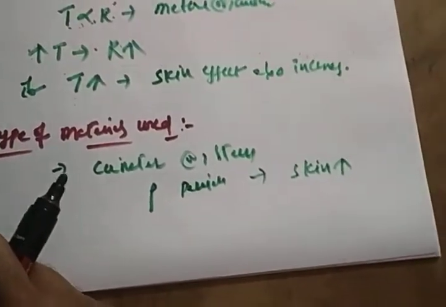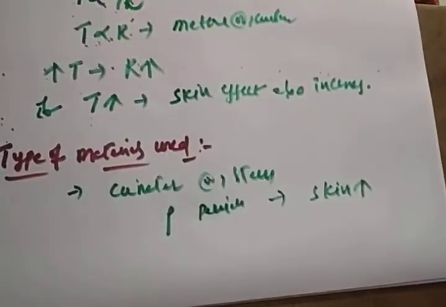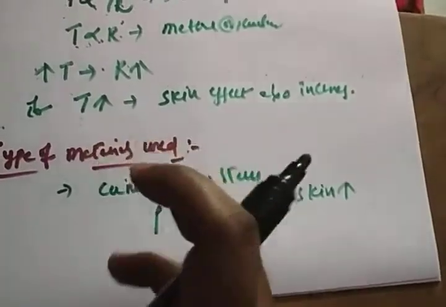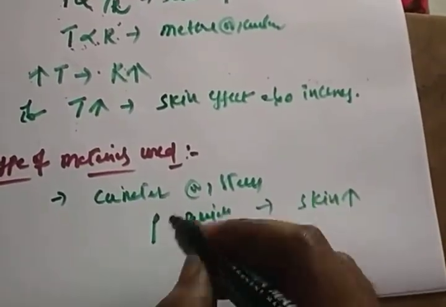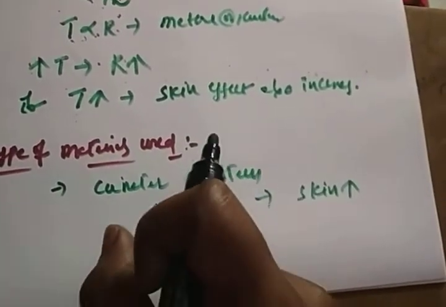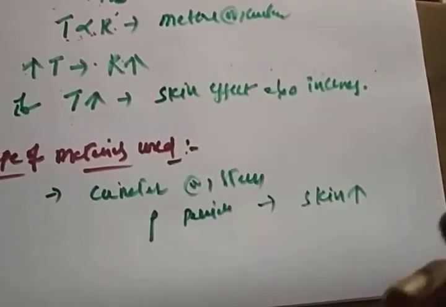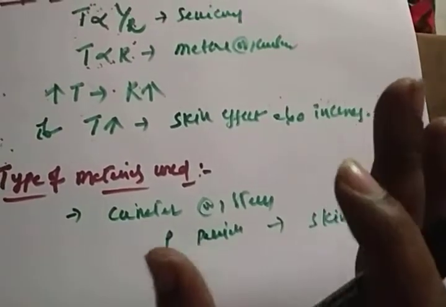The type of material that you use in a conductor also affects the skin effect. If the permeability of that material is very high, the skin effect also increases. So always choose a low permeability material while erecting your transmission system. That is one of the most important things.